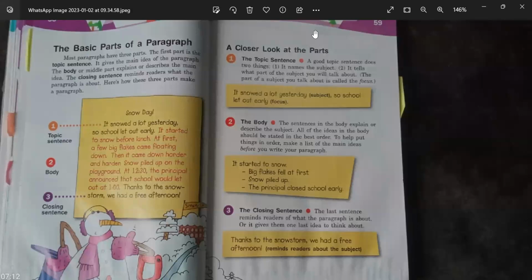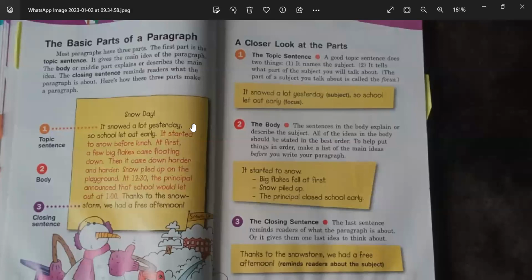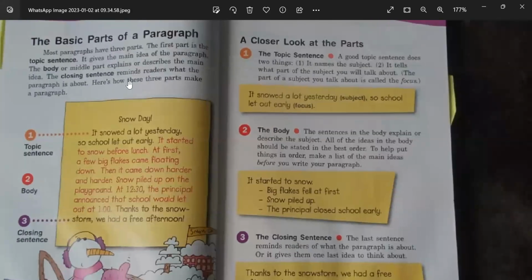Yes, Miss. Okay, good. So let's look at the basic parts of a paragraph. Most paragraphs have three parts. The first part is the topic sentence. It gives the main idea of the paragraph. So every paragraph has three parts. The first part is the topic sentence. If you can see in this picture, the function of the topic sentence is to give the main idea of the paragraph.